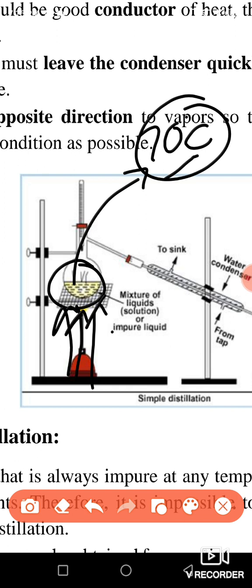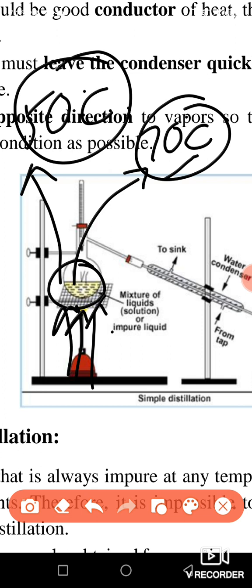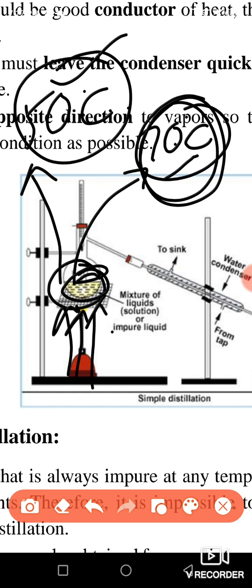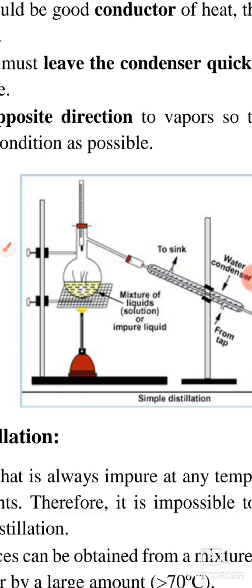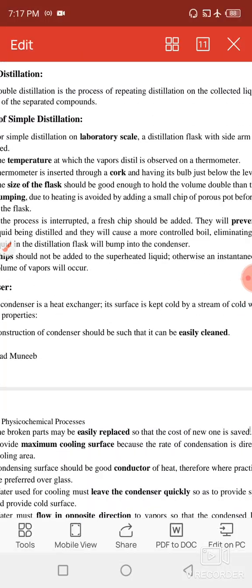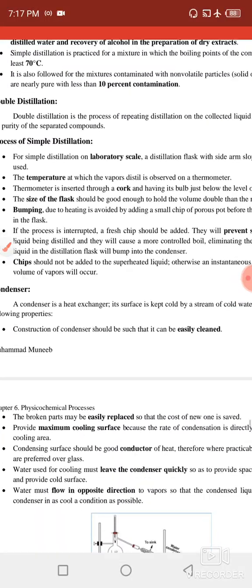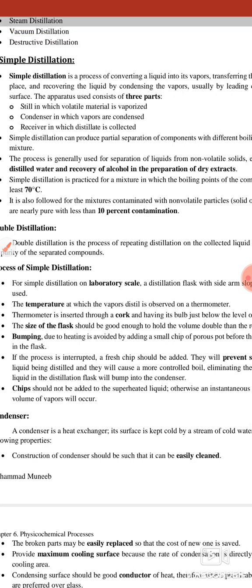One liquid has a 70-degree boiling point, while the other liquid has a 50-degree boiling point. Consider your desired compound is the one with a boiling point of 50. When you heat it and the temperature reaches 50 degrees, the liquid vaporizes and moves to the condenser, while the liquid with the 70-degree boiling point remains in the flask as an impurity. In this method, we separate the compounds by simple distillation. So this was the principle of simple distillation.